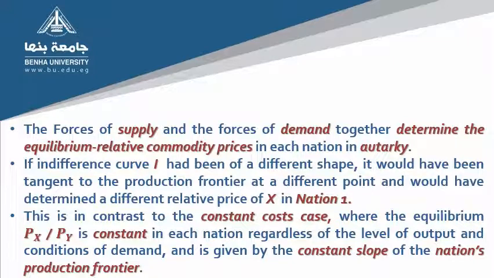The forces of supply, which is the nation's production frontier, and the forces of demand, which is the nation's indifference curve, together determine the equilibrium relative commodity prices in each nation in autarky. If indifference curve 1 had been of a different shape, it would have been tangent to the production frontier at a different point, and would have determined a different relative price of X in nation 1. The same would be true for nation 2.